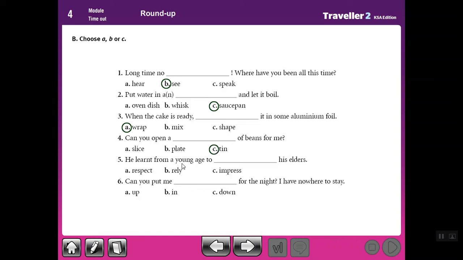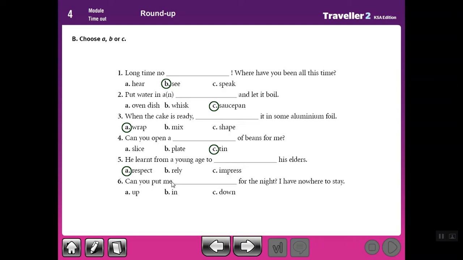Number 5. He learned it from a young age to respect his elders. Elders here means old people, people who are very old. We should respect them, okay? Respect means to esteem them, regard them, نحترمهم. Not rely, because rely here needs on, rely on, and I don't have on here, okay? Embrace here means to like something or to admire something, or a sightseeing or landscape.